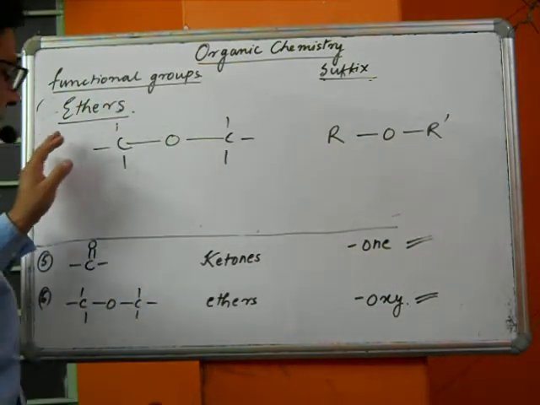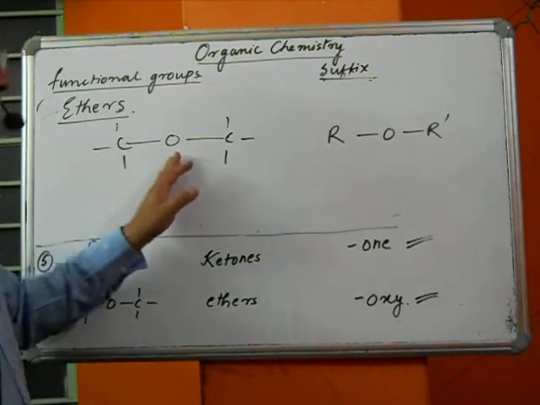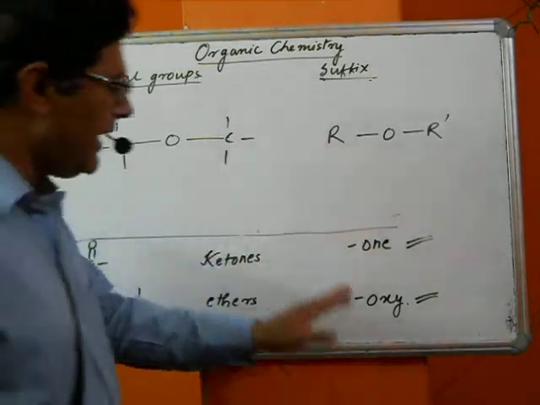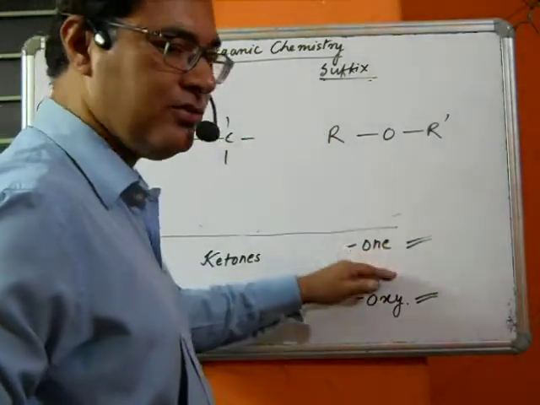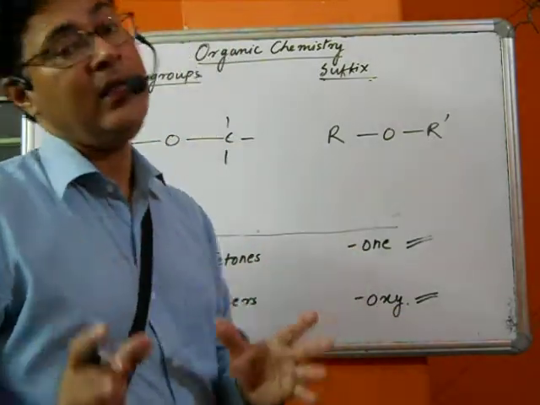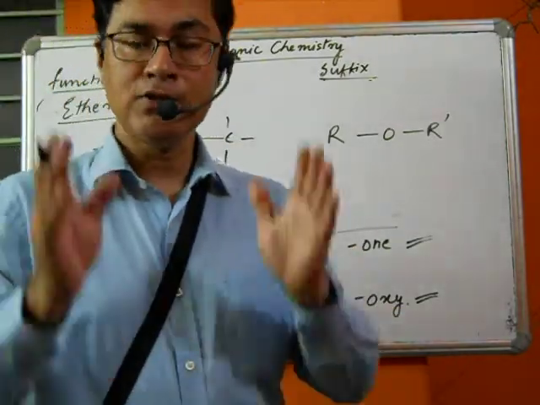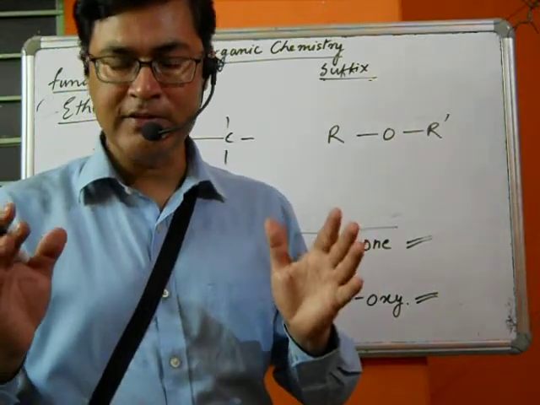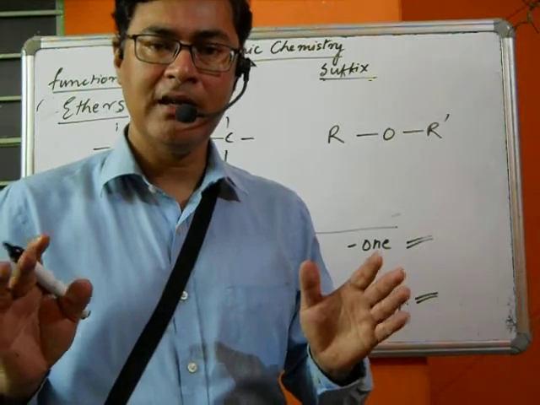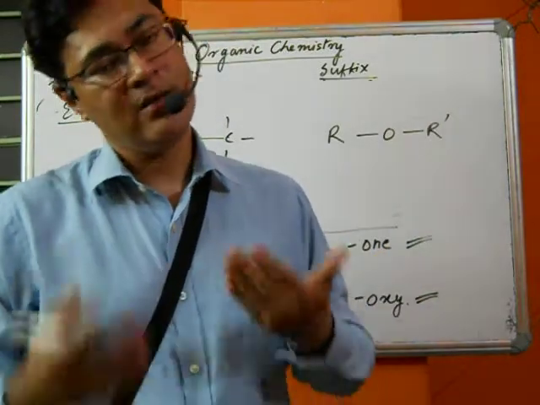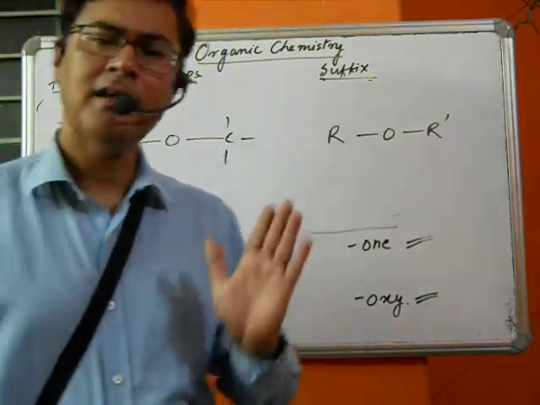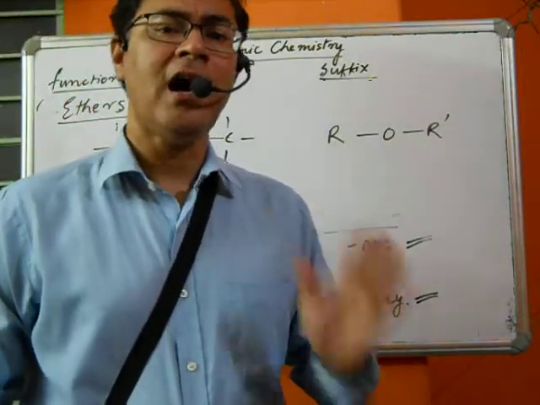Now, ethers have a functional group like this. Okay? Now, about the naming, ketones end with -one and ethers with oxy; the naming we will discuss separately in ICSE nomenclature. So, dividing these functional groups, there is a chart in your book. Make sure you study the chart and get habituated with these functional groups. So, now we will move on to understand saturated and unsaturated hydrocarbons.